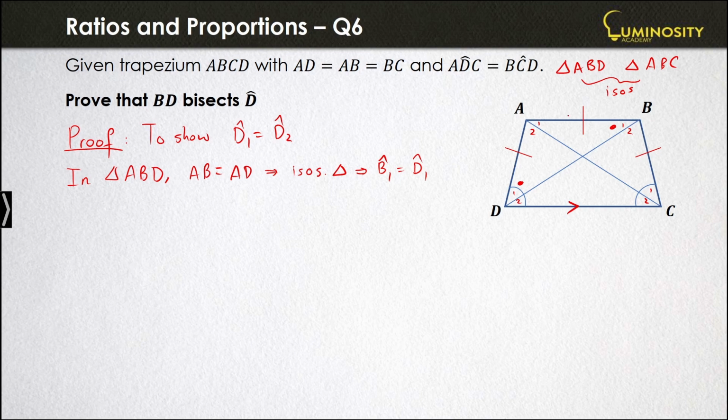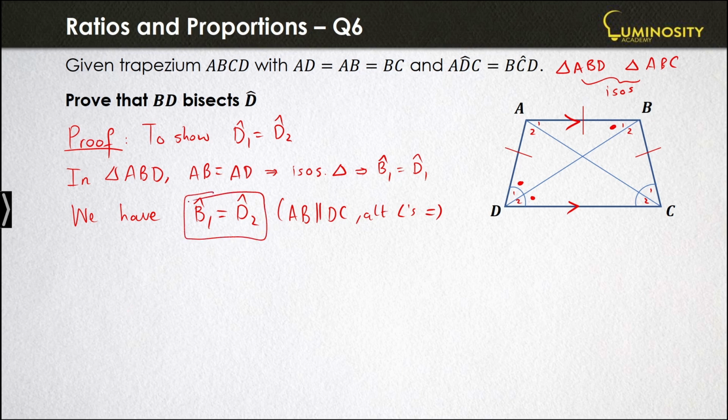Next, I want to notice that because line AB is parallel to line DC, we have angle B1 equals angle D2. That's because AB is parallel to DC because it's a trapezium, and therefore alternate angles are equal. So B1 equals D2. What have we shown? If B1 equals D2 and B1 equals D1, therefore angle D1 must be the same as angle D2. But that's exactly what we wanted to prove. We wanted to show that the line BD bisects that angle D. So that is how we would prove that the line BD bisects the angle D.